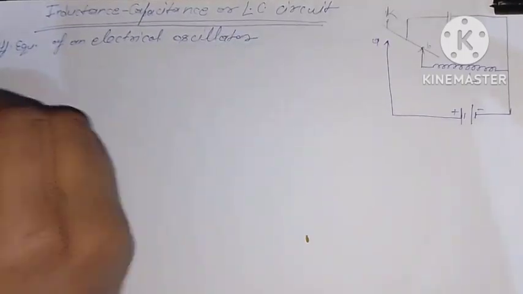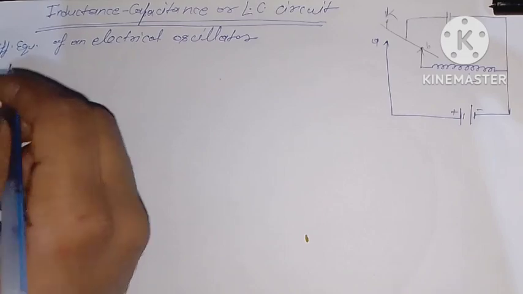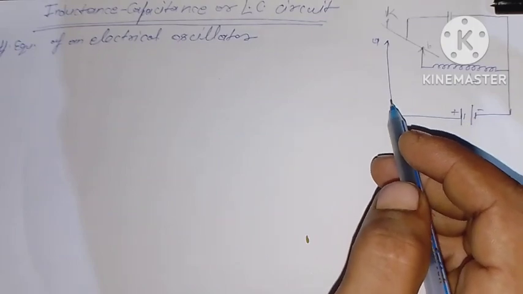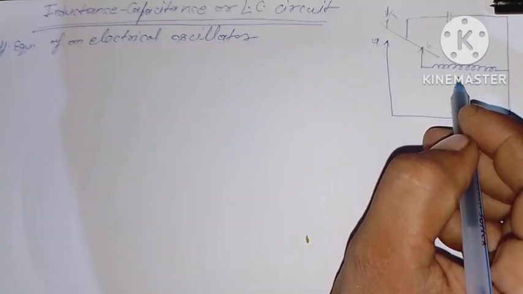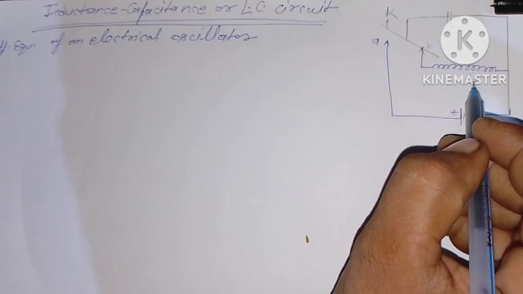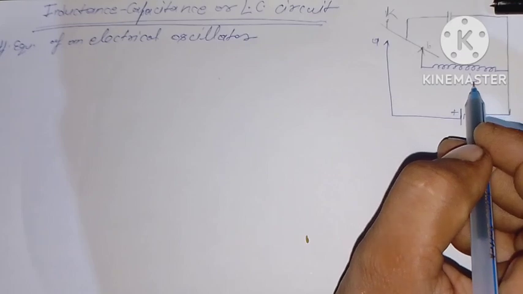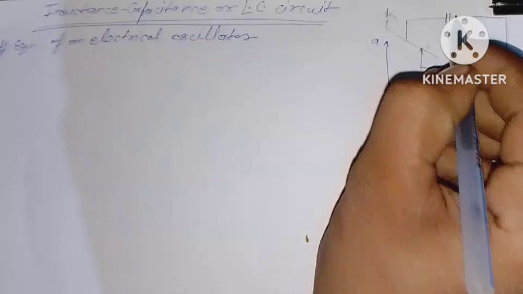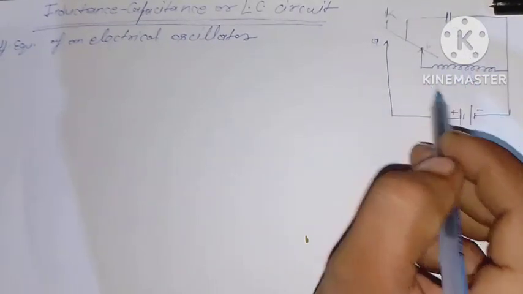Differential equation of an electrical oscillator. Consider an electrical circuit in which an inductor of inductance L, and negligible resistance, is connected to a capacitor. This is the symbol of the capacitor and this is the symbol of the inductor.